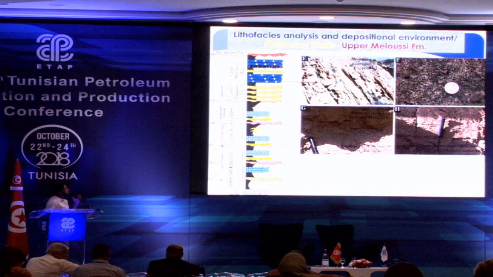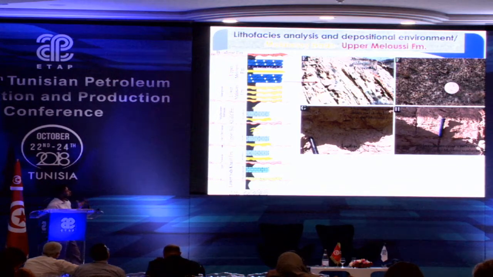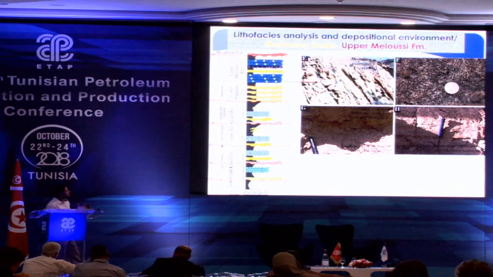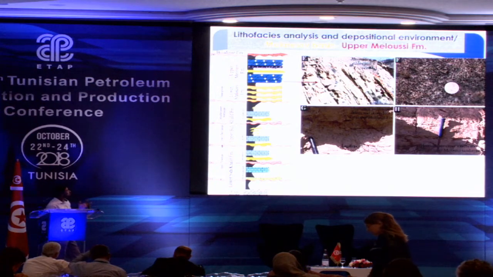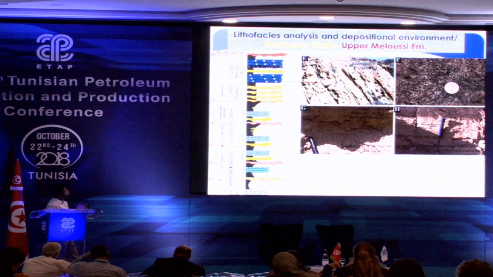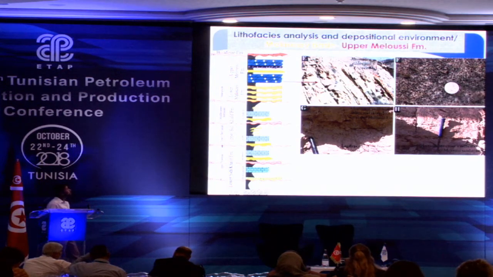The upper Malusi is formed by alternating dolomite, shale, and sandstone. The oolitic dolomite generally starts with a lag deposit. The sandstones are rich in ripple marks and show herringbone cross-stratification. So this unit can be attributed to lagoon facies.